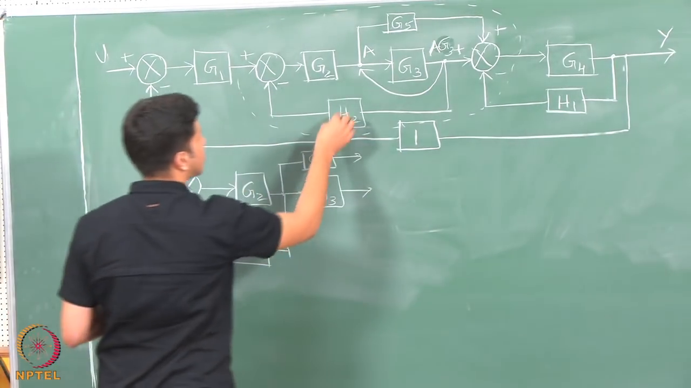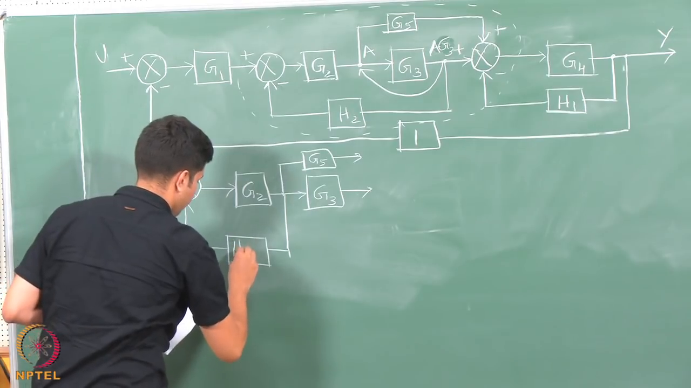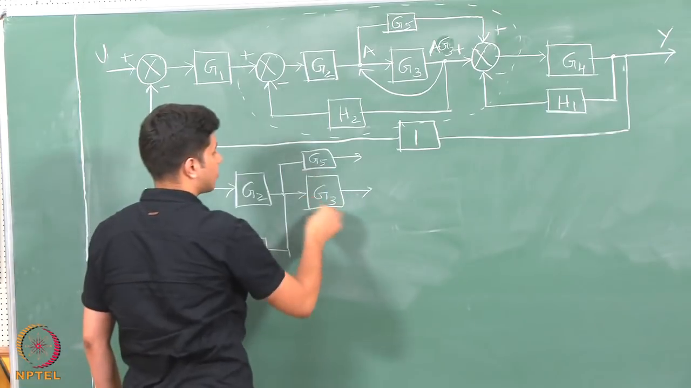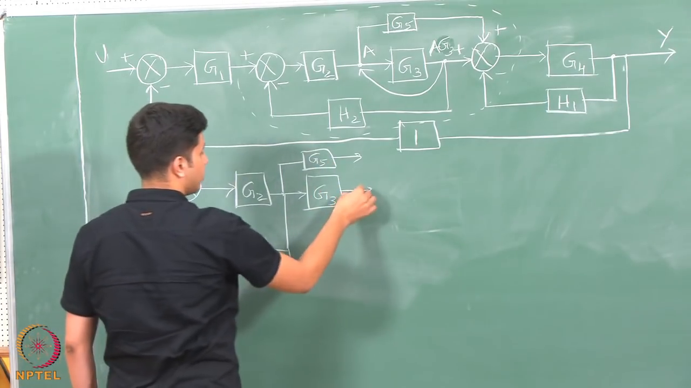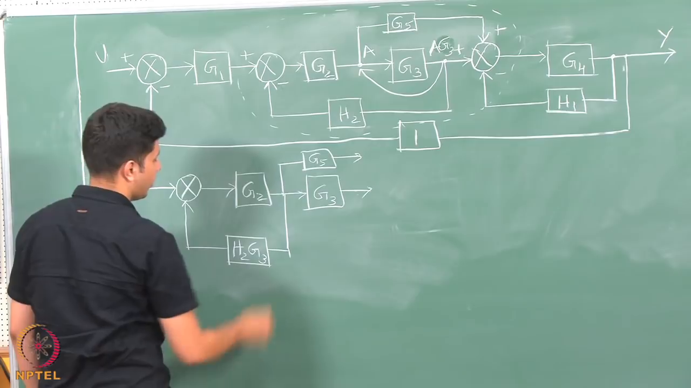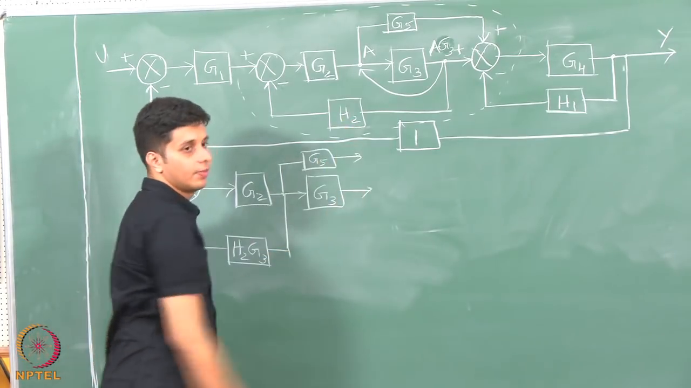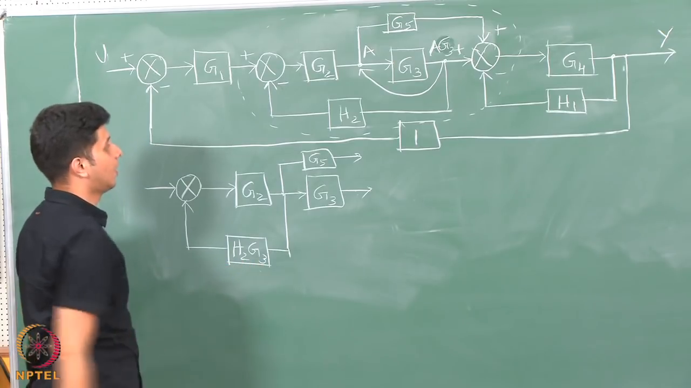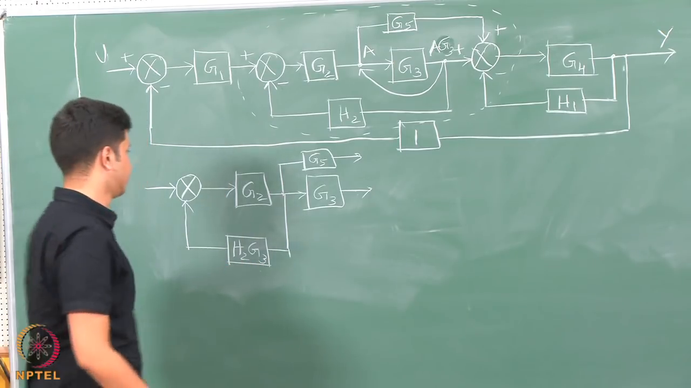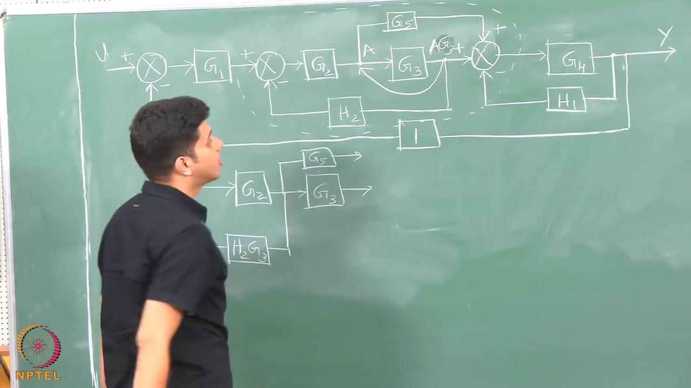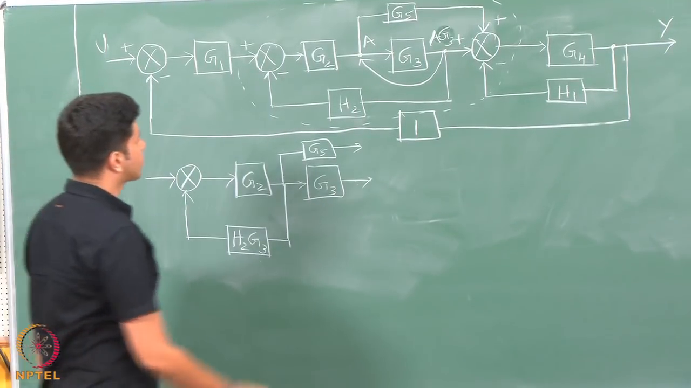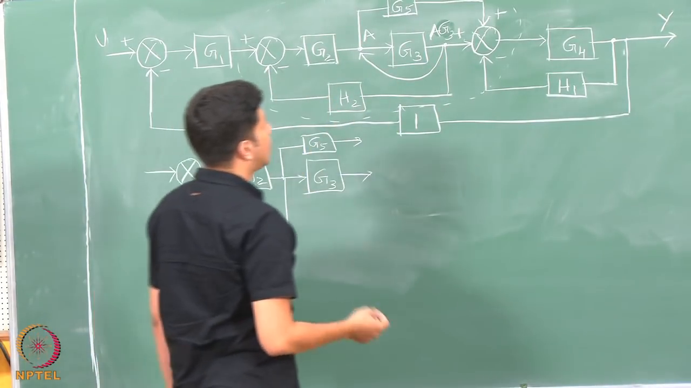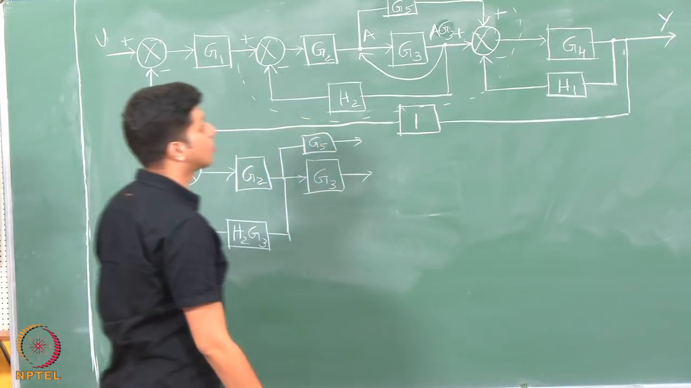So what I'll do is I'll put it here, H2 times G3. So whatever I lost by shifting this point to here, I'll be compensating it by including it in the feedback transfer function. So this transfer function is now H2 G3 and everything else remains the same. So now we have a simple kind of diagram, this point here and this thing. So now what we'll do is we'll apply the rules that we already know.